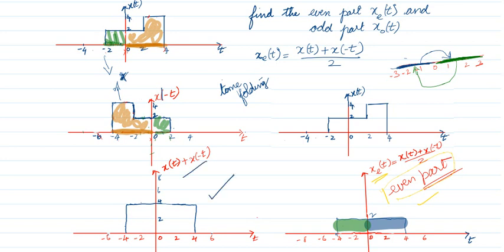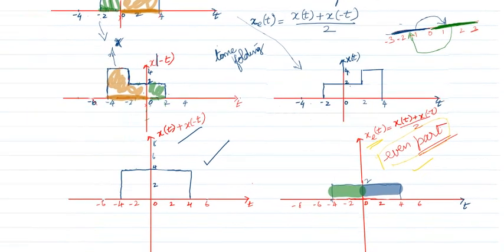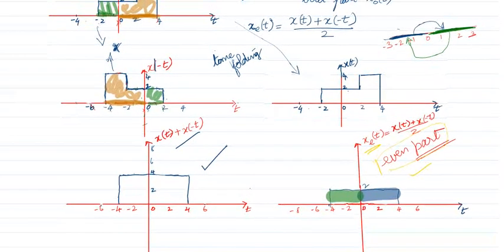Now, what is the definition? We have to add x of t and x of minus t and divide it by 2. Again, they have written the question. This is the same question, right? These both are the same. Now I divide by 2. What happens? 4 divided by 2. Now the entire signal has become like this. Okay, instead of amplitude 4, now it has become 2. This is the even part of the signal.